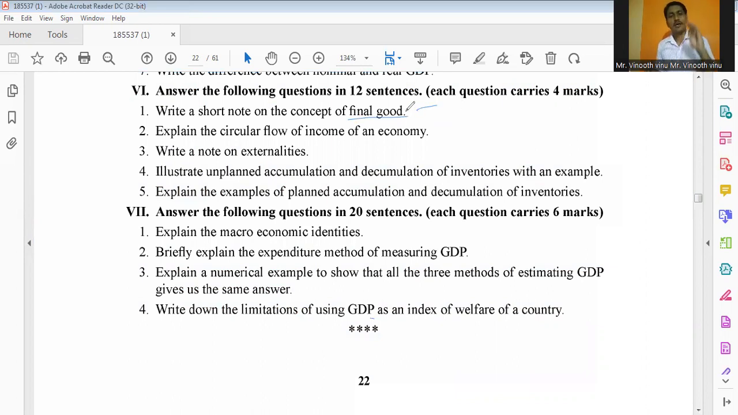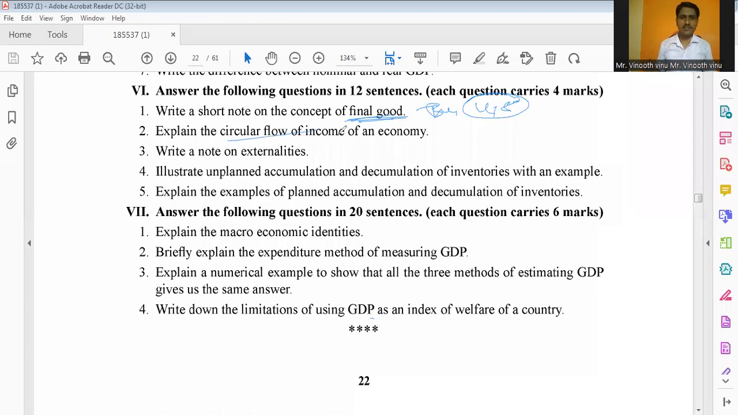Second sentence. Even if they are finished, they can be transformed into other products by the action of the producer. I mean, by the action of the producer, they can also be transformed into other products. Okay. Other four to five points.